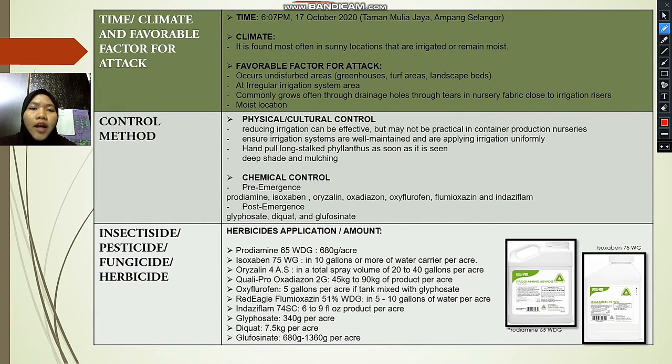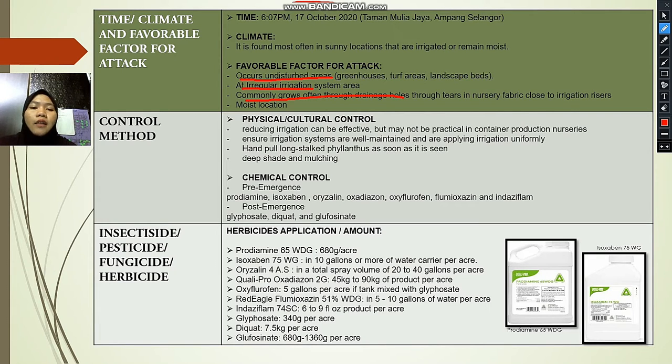This sageweed I found at my residential area at 6:07 p.m. on 17 October 2020, in Taman Mulia Jaya, Ampang, Selangor. The climate is most often in sunny locations that are irrigated or remain moist. The favorable factors for attack: it commonly occurs in disturbed areas such as greenhouses, turf areas, and landscape beds. Another factor is the irrigation system area, and weeds commonly grow often through drainage holes.